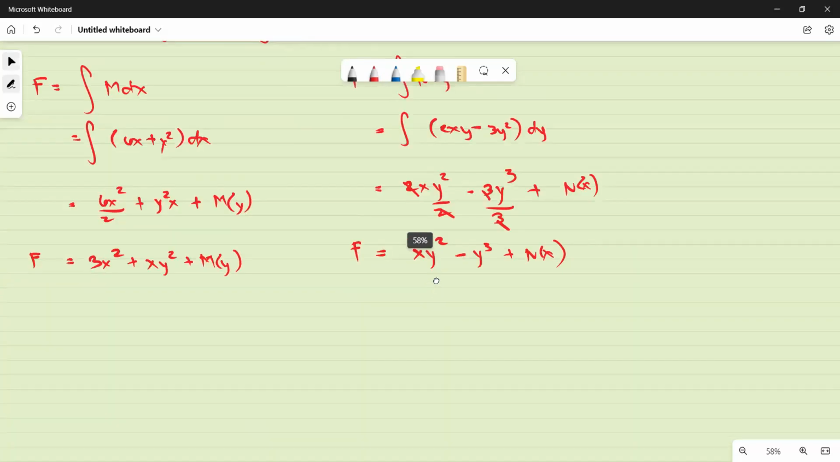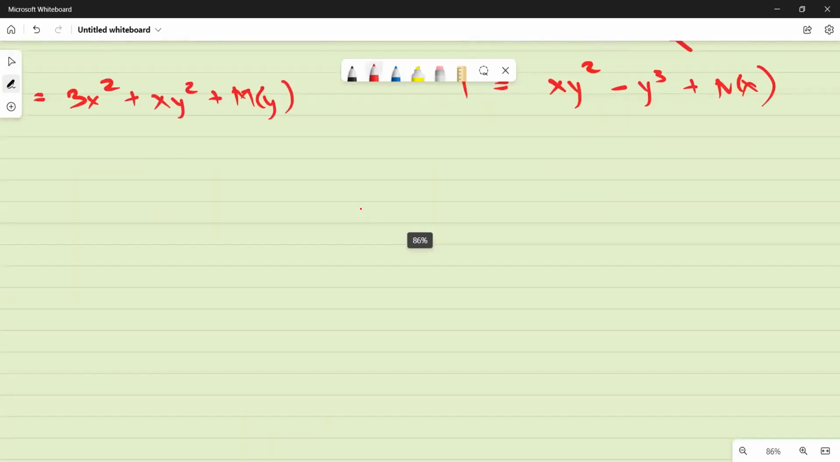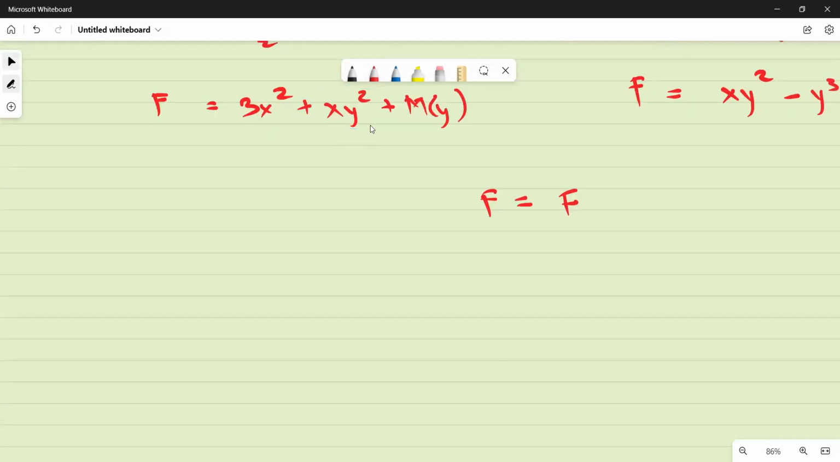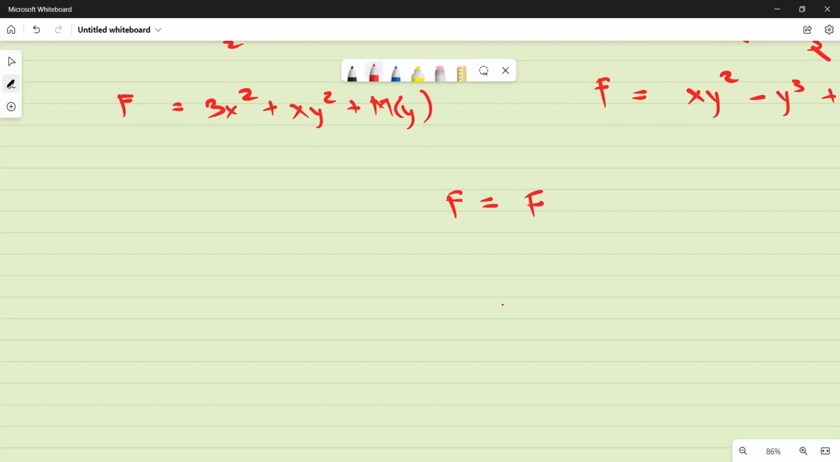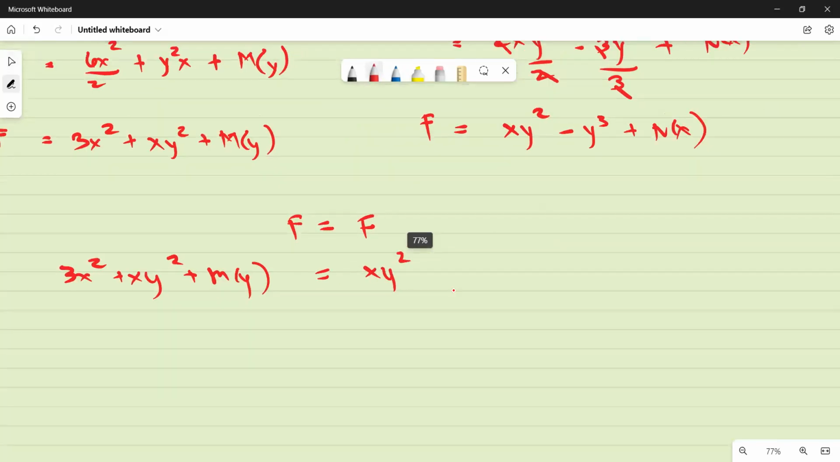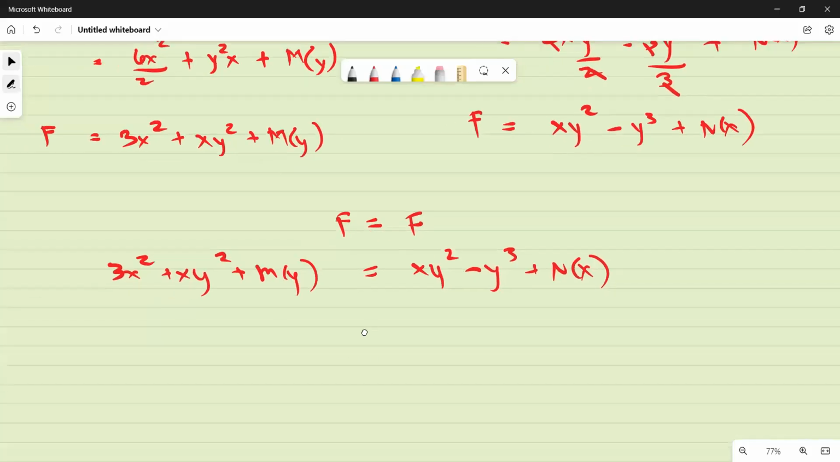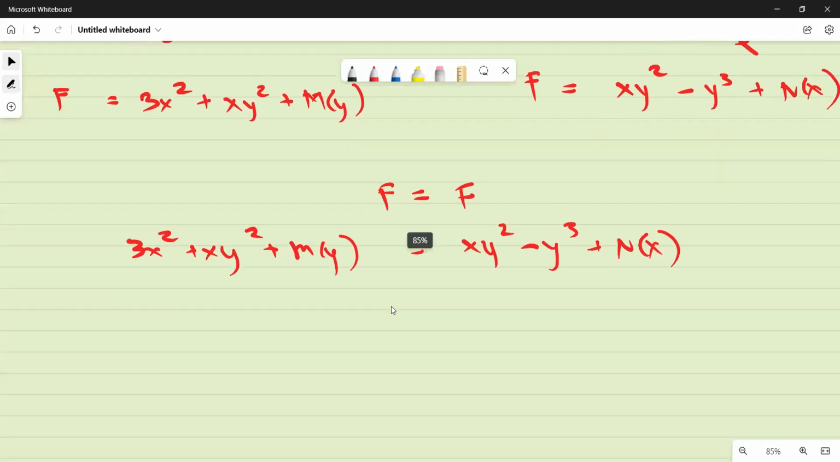Now, after obtaining both f, ang gagawin natin dyan, we are going to use similar equations para ma-solve natin yung m of y and n of x. So we need to write yung f na to with respect dito sa left side, at itong f na to with respect sa right side natin. So that is 3x squared plus xy squared plus m of y is equal to xy squared minus y cubed plus n of x. Okay? Then, using similar equations, dapat kung ano yung meron sa right side or left side, meron din dapat sa kabila.